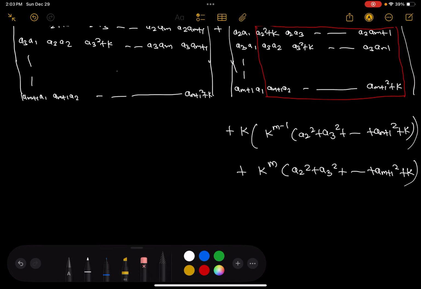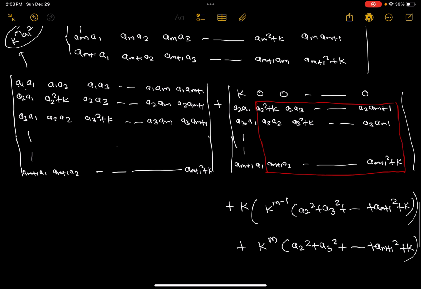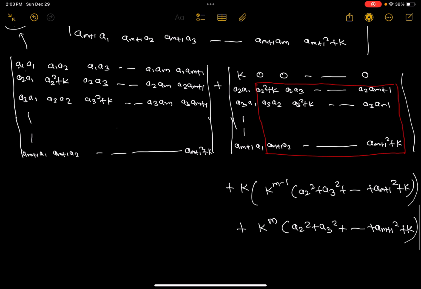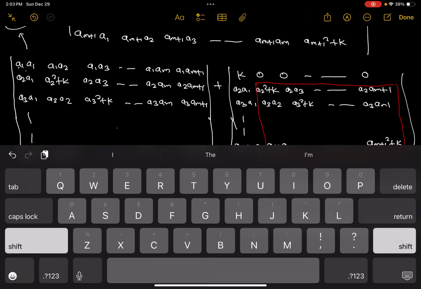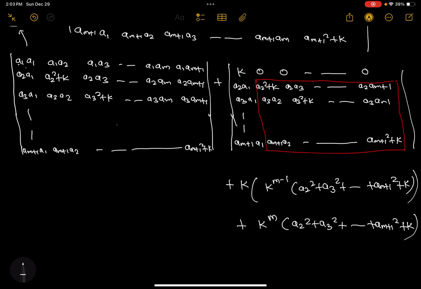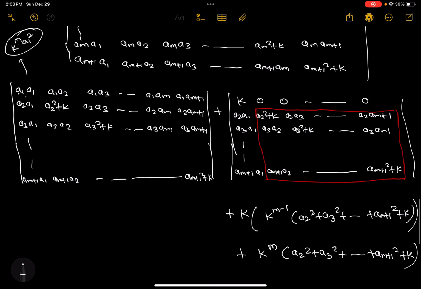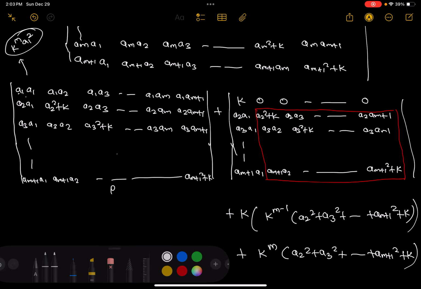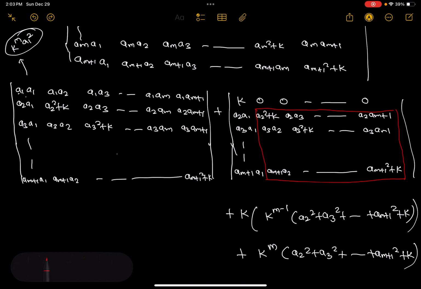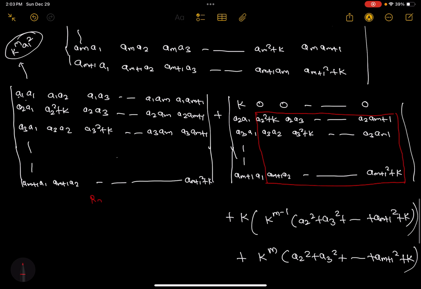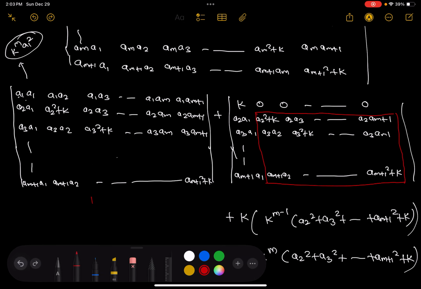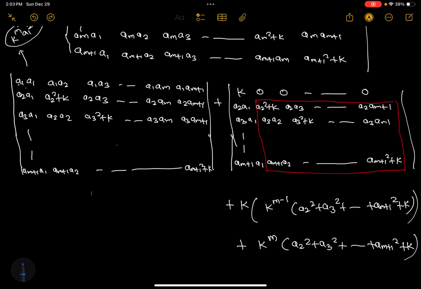Okay. Now I will use that to find the determinant. Let me perform the row operation. Let me change the color of the pen. I'm sorry guys for the delay. If I make the row operation that row 2 is just row 2 minus something, row 2.